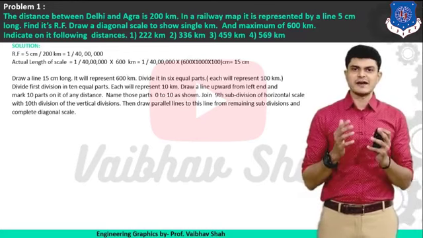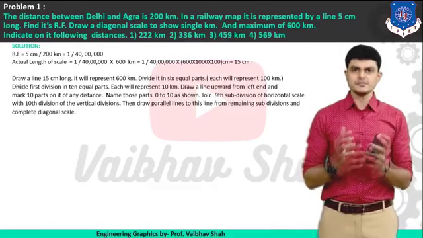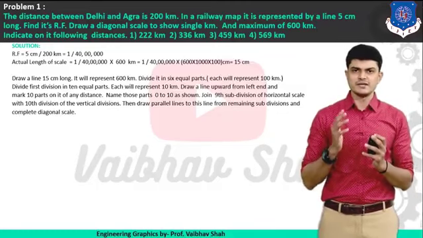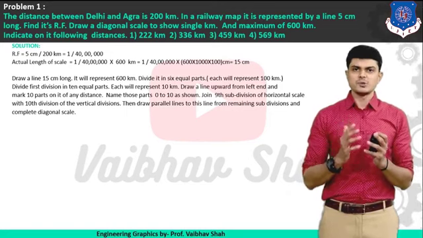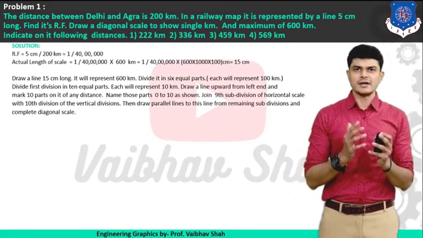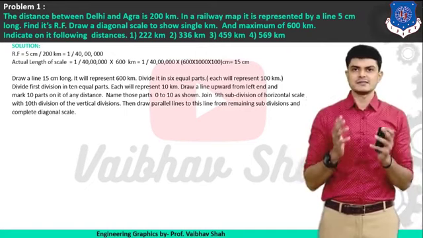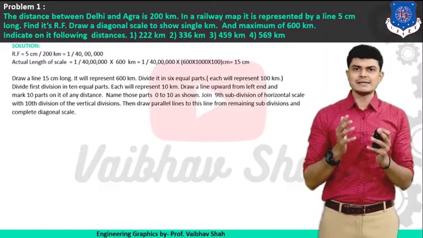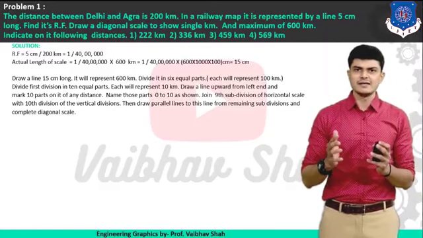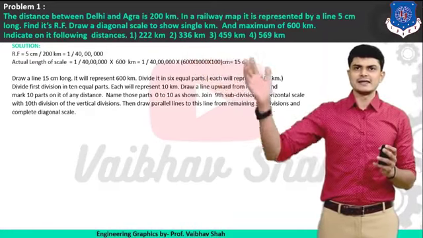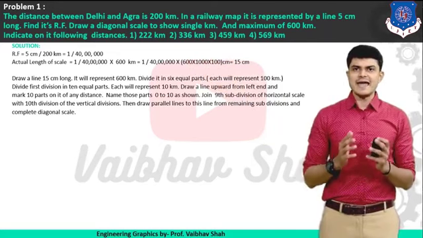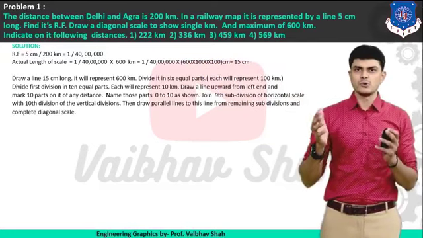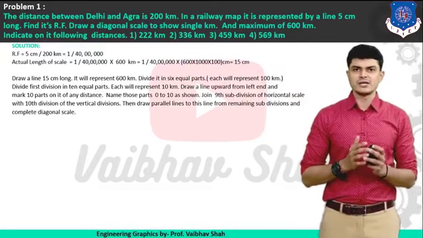So first of all, let us find out RF. RF is nothing but the dimension of object in drawing to the actual dimension, right? We remember the definition. So what is the dimension of the object in the drawing? In the drawing, it says it represents a 5 centimeter long line. So we are going to draw a 5 centimeter long line on the drawing sheet. That's why 5 centimeter is in the numerator, divided by the actual length of the object, which is 200 kilometers. So 5 centimeter divided by 200 kilometers.